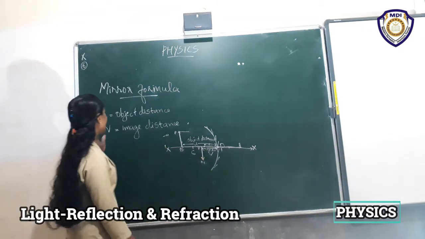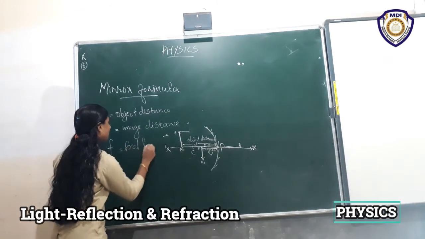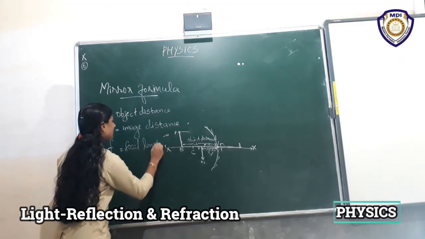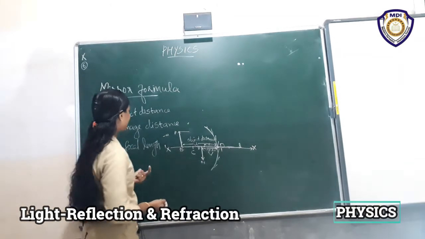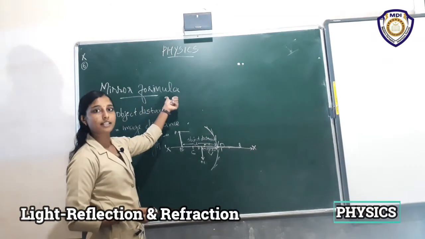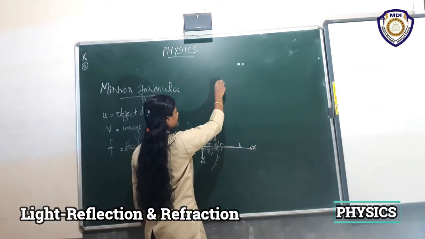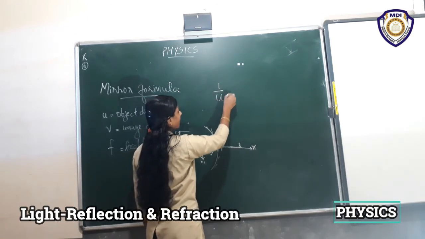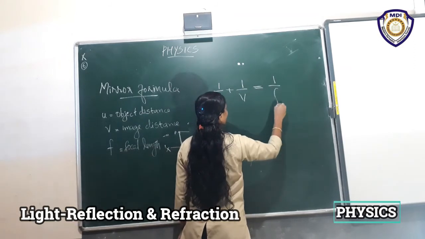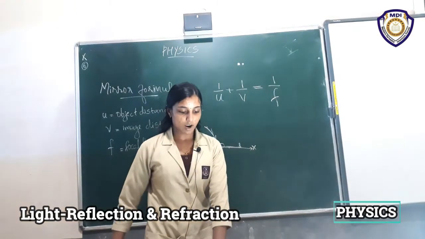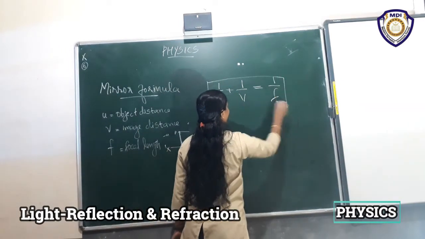So there is a relationship between these three quantities, where F is the focal length. That is given by the mirror formula: 1 by U plus 1 by V is equal to 1 by F. This is the mirror formula.